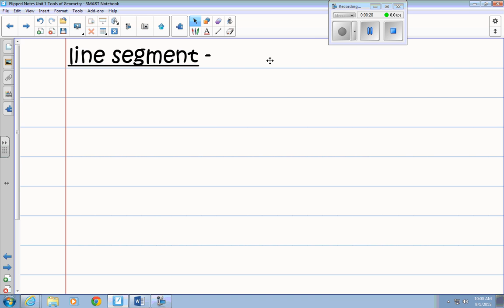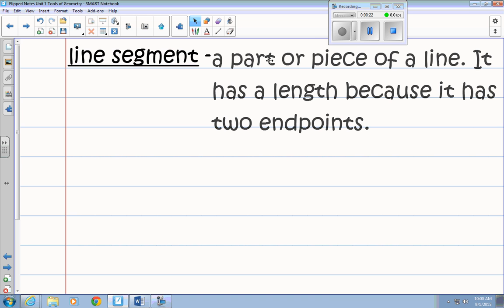So, a line segment is exactly what it sounds like. It's a part or a piece of a line. Unlike a line, which goes on infinitely and therefore has no length, a line segment does have a length because it's bounded on either side by two endpoints. So this would be an example of a line segment.